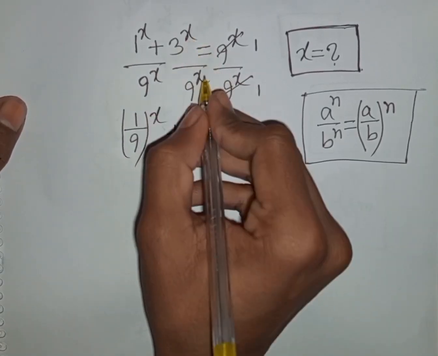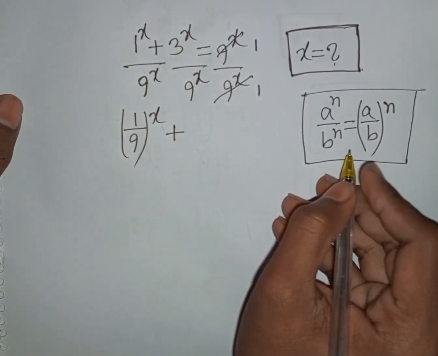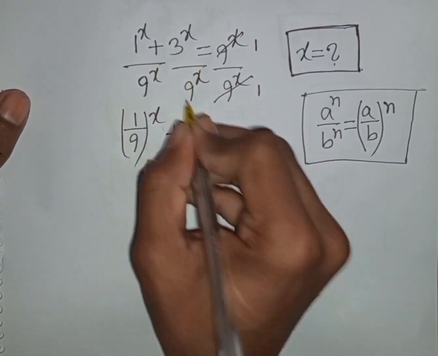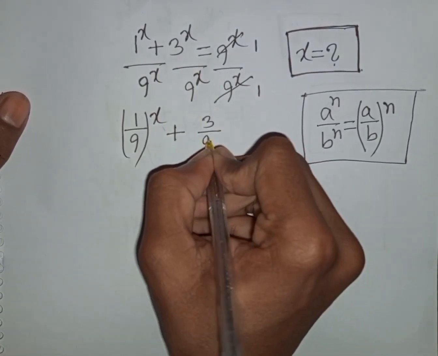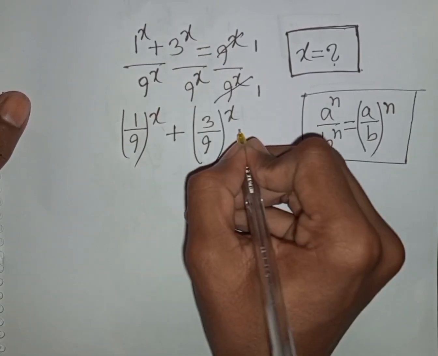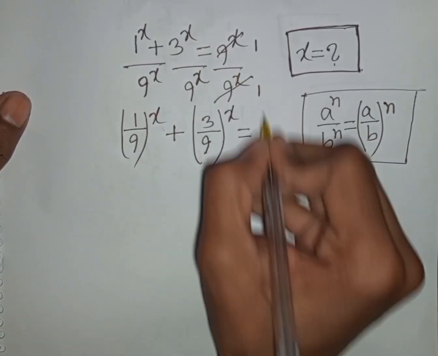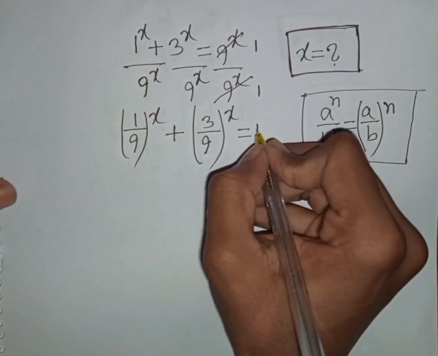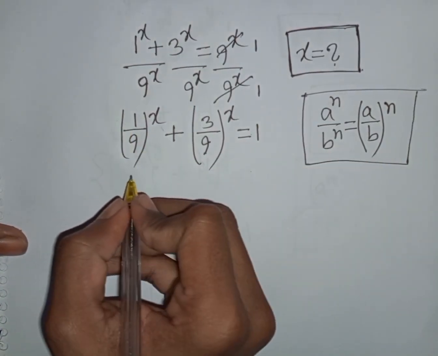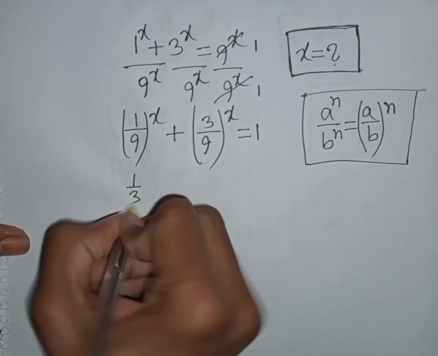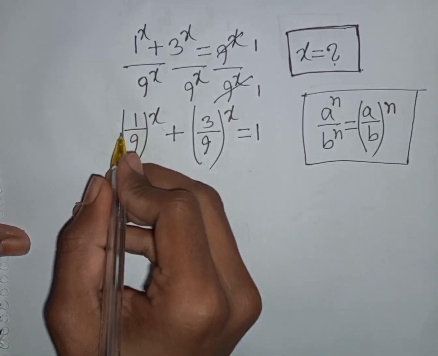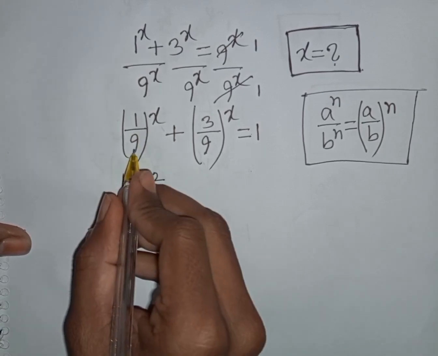we see again x is the same power but different base. So according to this exponential rule we can write here (3 over 9) bracket common power x is equal to 1 divided by 1, that means it will be 1. Now 1 by 9 can be written as (1 by 3) bracket power 2, which is the same as 1 over 3 squared, which is 9.